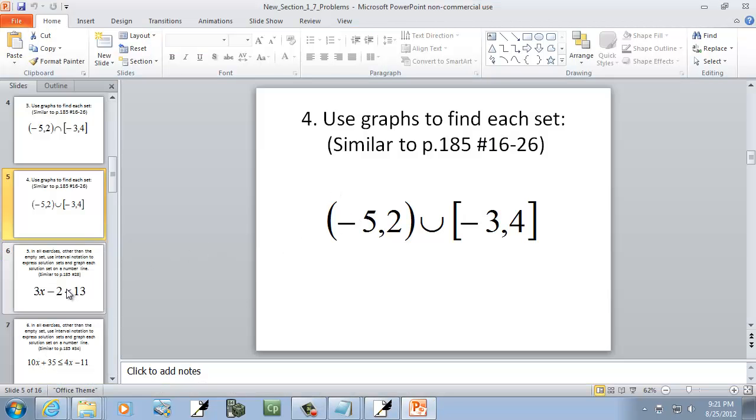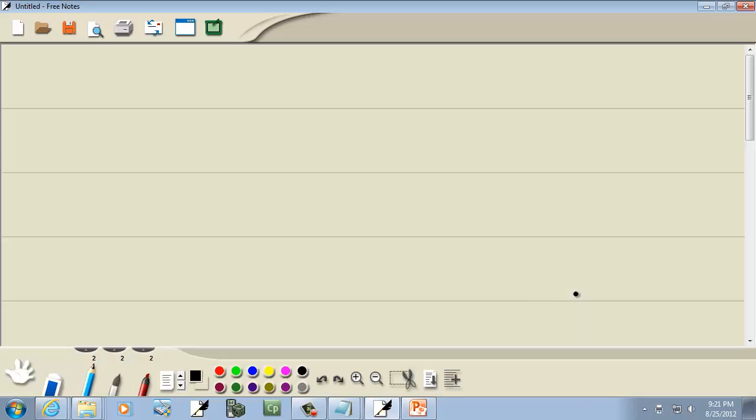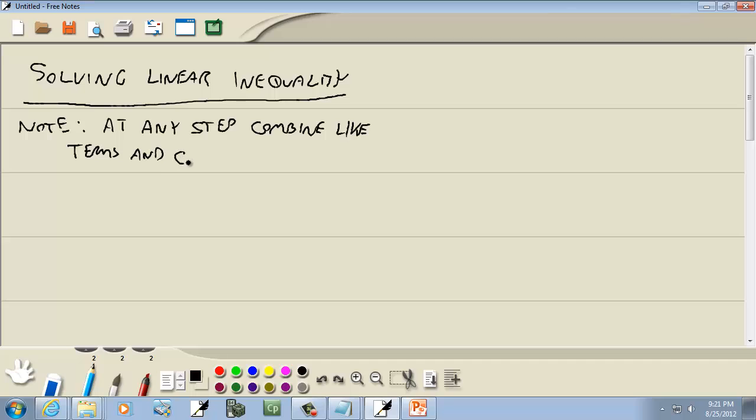Next ones are linear inequalities. The next 1, 2, 3, 4, I guess. Yeah, next 4 of them. So let's take a look at how to solve a linear inequality. We have our note up at the top. It says at any step, combine like terms and combine numbers.